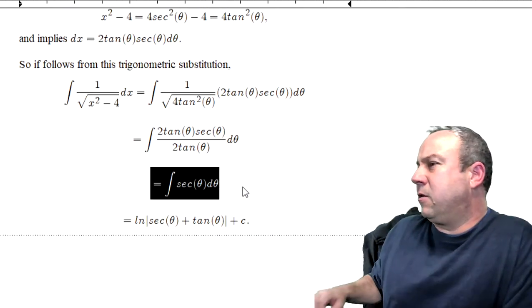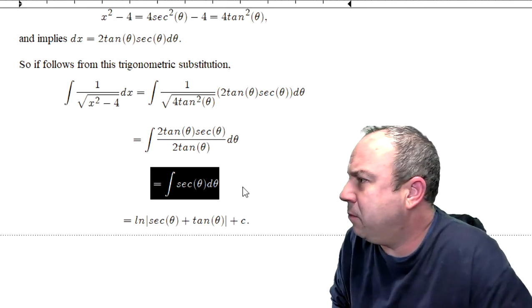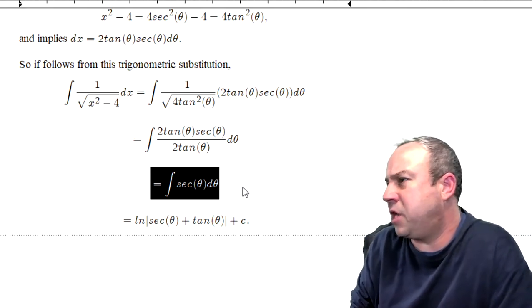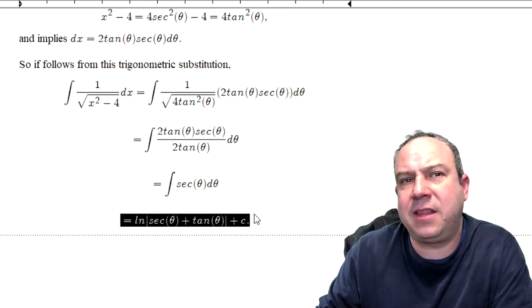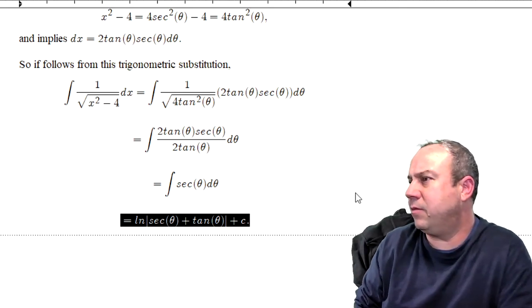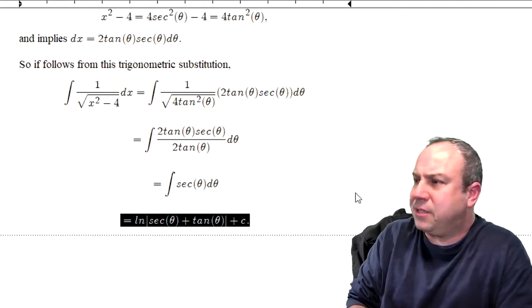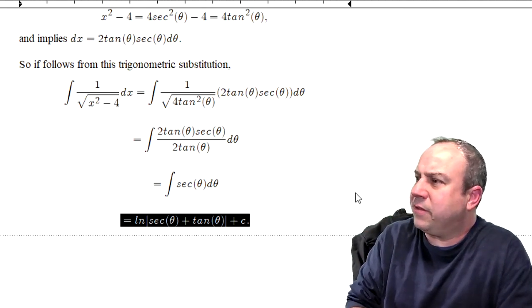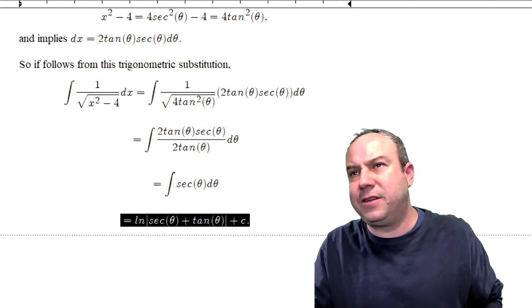That will leave me the integral of the secant theta d theta, which is a fundamental rule presented back in the table at the beginning of the chapter in section 8.1, which says that's nothing more than the ln of the absolute value of secant theta plus tangent theta. Now that solution is in terms of theta. How do I get back to x?